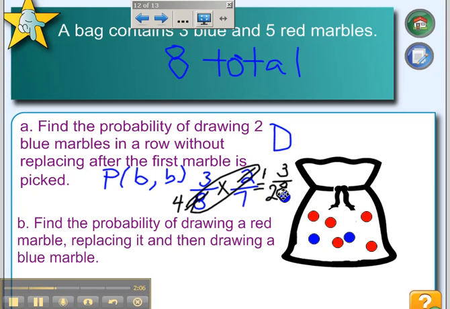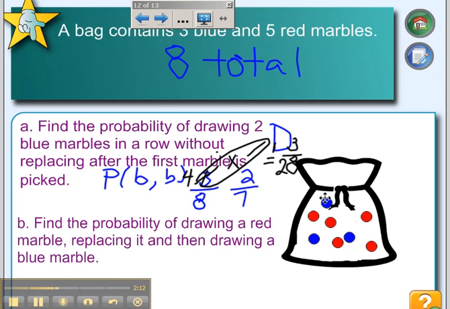Let's try our second example. I want to find the probability of drawing a red marble, replacing it, and then drawing a blue marble. Since I replace it, this is going to be an independent example. So to start, I need to find the probability, again, of red, replacing it, and then blue.